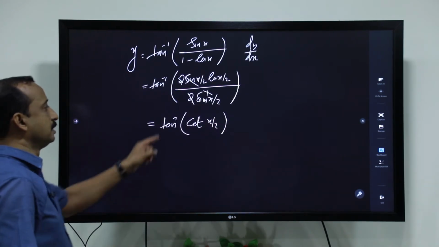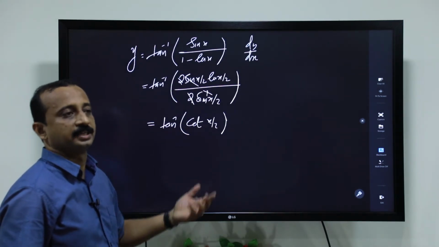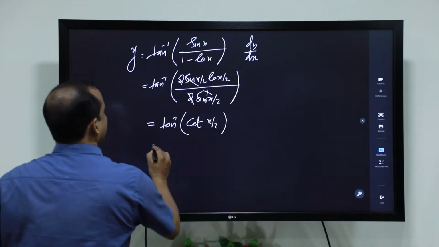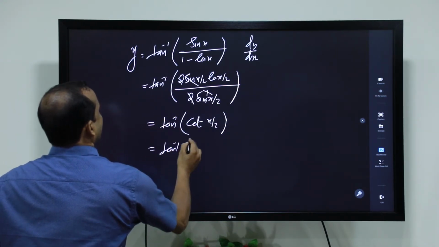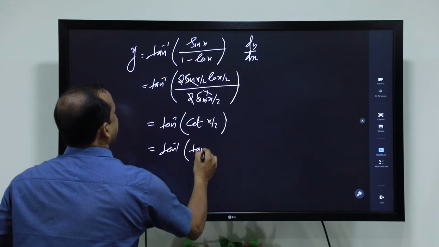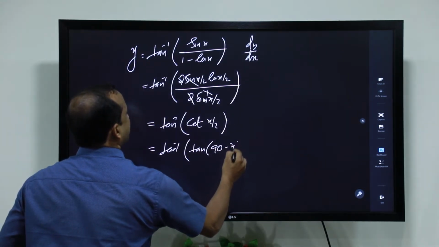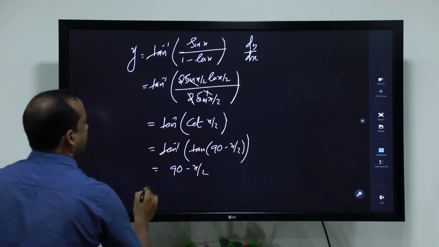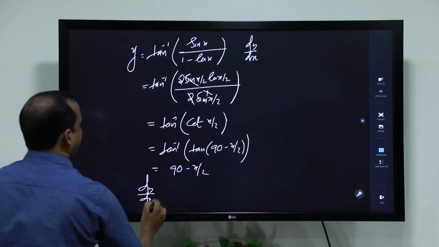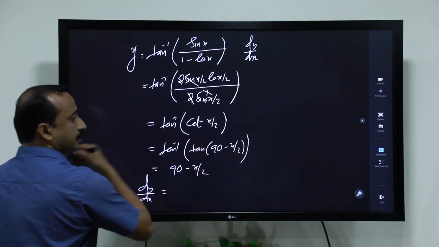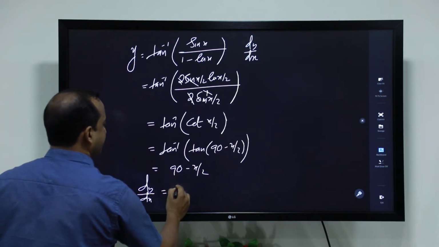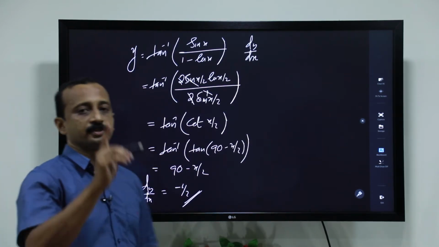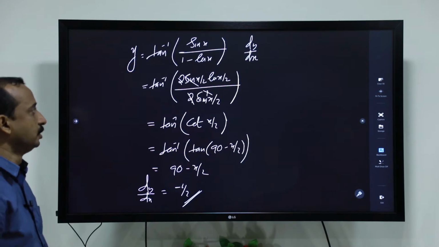But here tan inverse tan x gives the answer x, while here we have cot x. First we convert cot x in terms of tan, using the complementary angle formula. Cot x is also equal to tan of 90 minus the corresponding angle x by 2. That gives 90 minus x by 2, and this is the simplified form. Then find its derivative. The derivative of 90 is 0 and the derivative of minus x by 2 is minus 1 by 2, because the derivative of x is 1, so we get the answer minus 1 by 2.